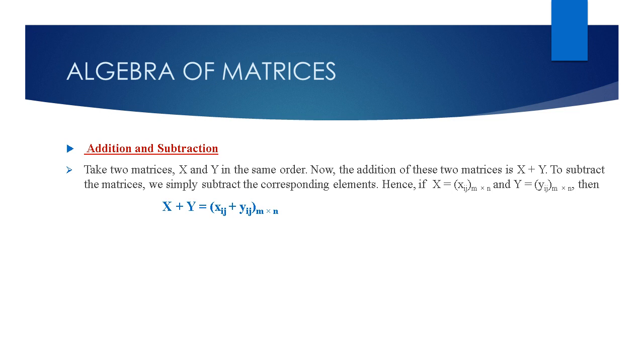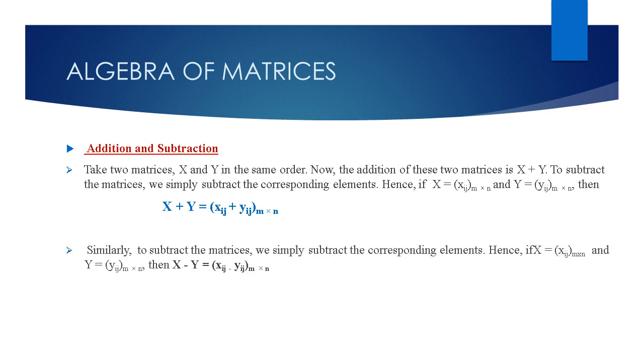Okay, then the next part, algebra of matrices, addition and subtraction. Take two matrices X and Y of the same order, that means the order should be the same. Now the addition of these two matrices is X plus Y. If we have to add, we add all the corresponding elements of the matrices. Hence, if X equals xij of order m cross n and Y equals yij of order m cross n, then matrix X plus matrix Y equals xij, the element of the first matrix X, plus yij, the element of the second matrix Y.